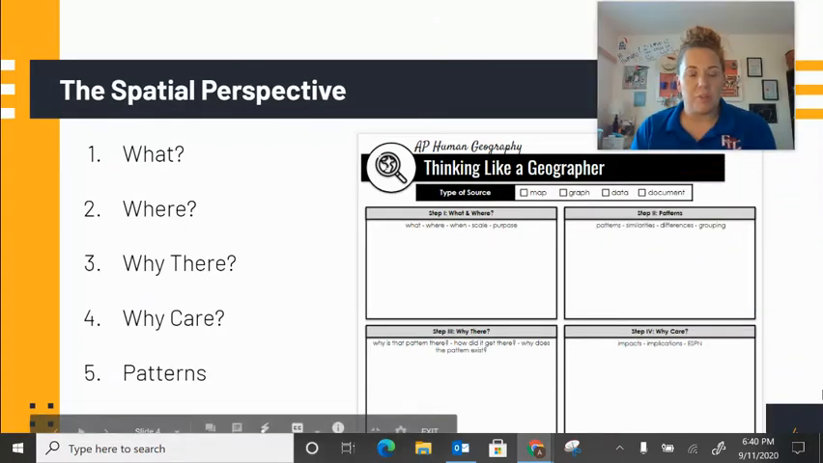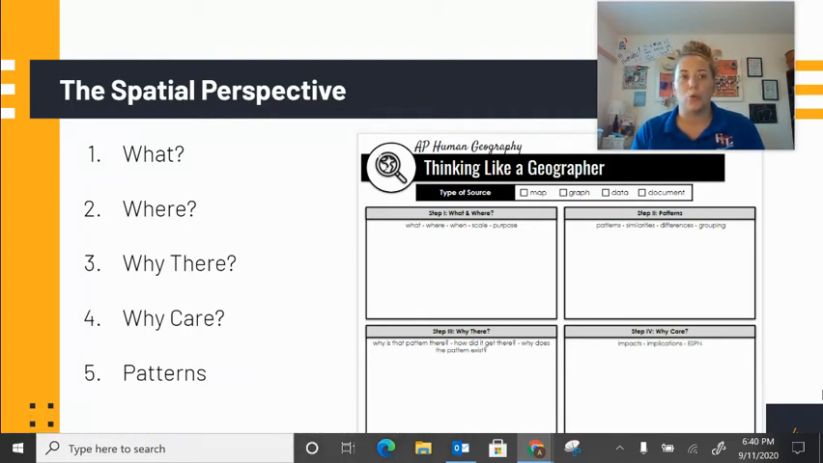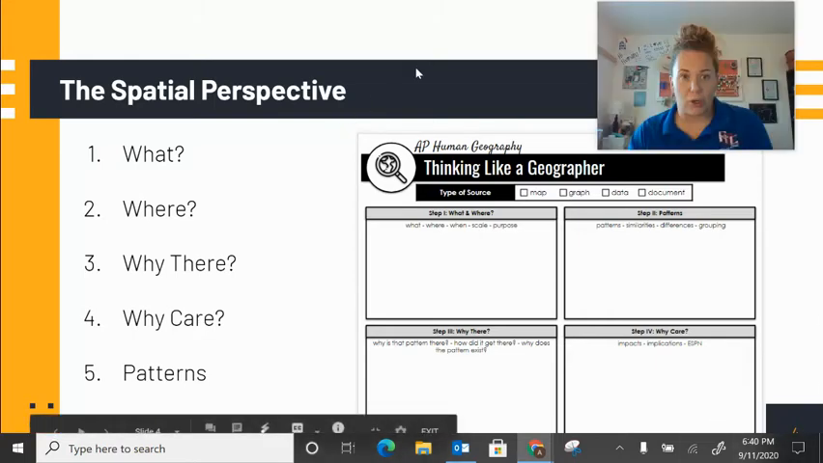Okay, so spatial perspective, things that we're going to look at here. When we talk spatial perspective, we're basically asking you to look at the world and to ask these questions about places. What is there? Where is it located? Why do we think it's there? Why do we care? And then what patterns do we see when we're looking at spatial analysis around the world?